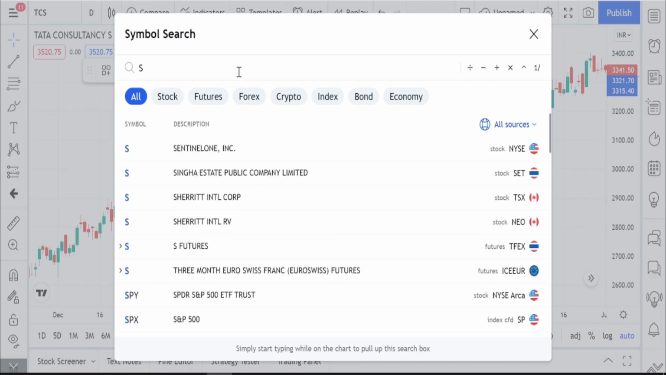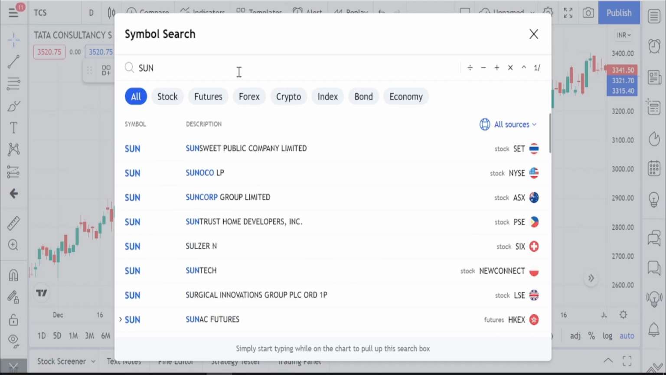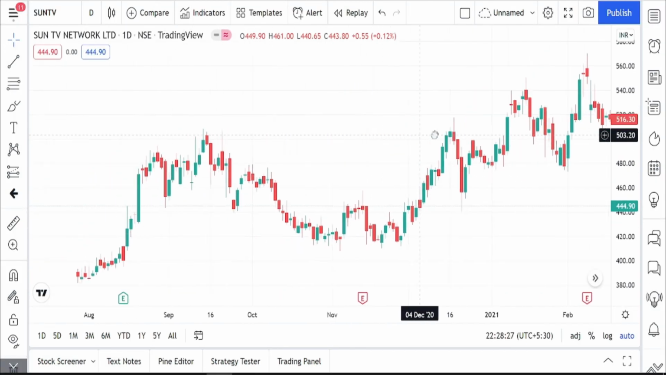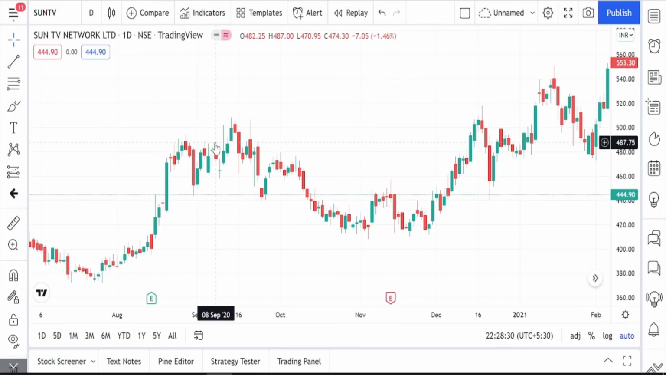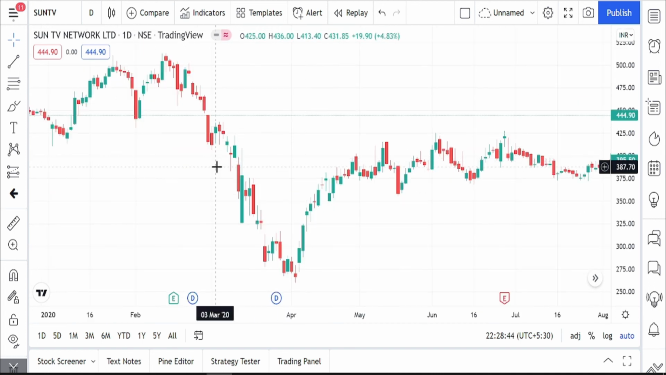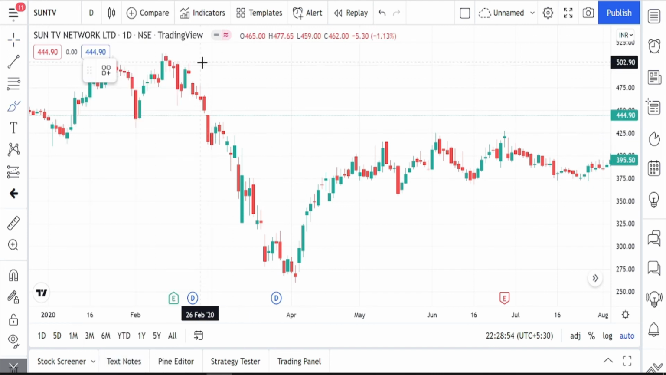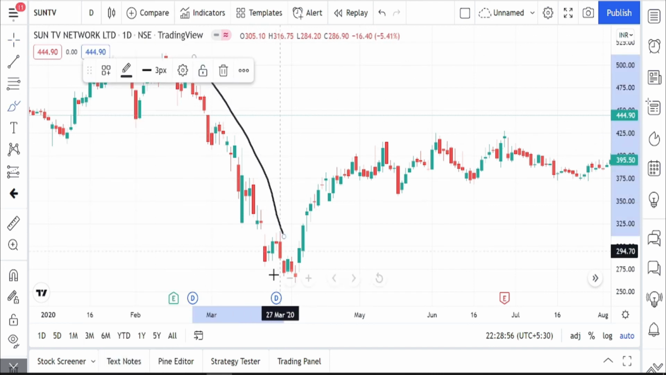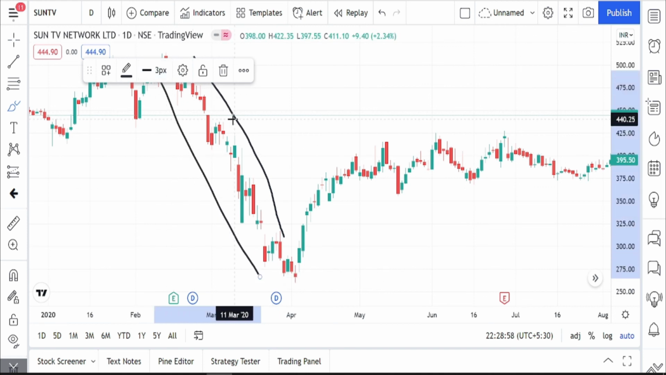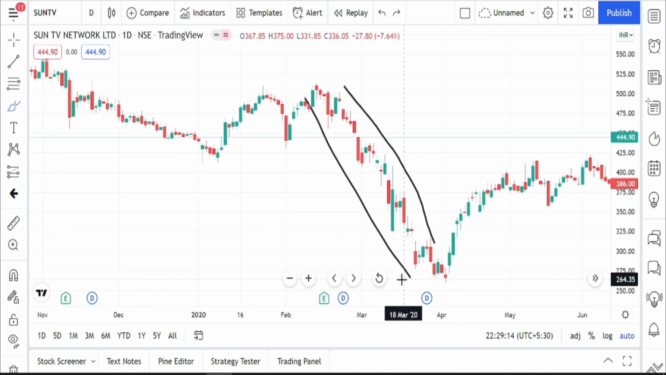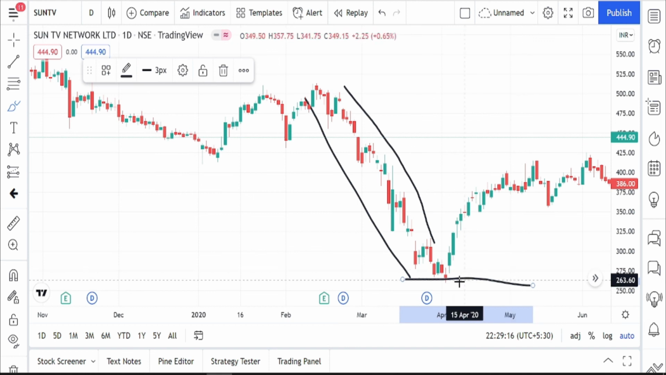Now let's take some other stock. Sun TV. Let's try to figure out either a morning star or evening star pattern on the chart, friends. If you see clearly, I have applied the 1 day time frame. There is a huge downward rally, friends. The previous trend is a huge downward rally. And if we look at this price point, there is a bearish candle here.